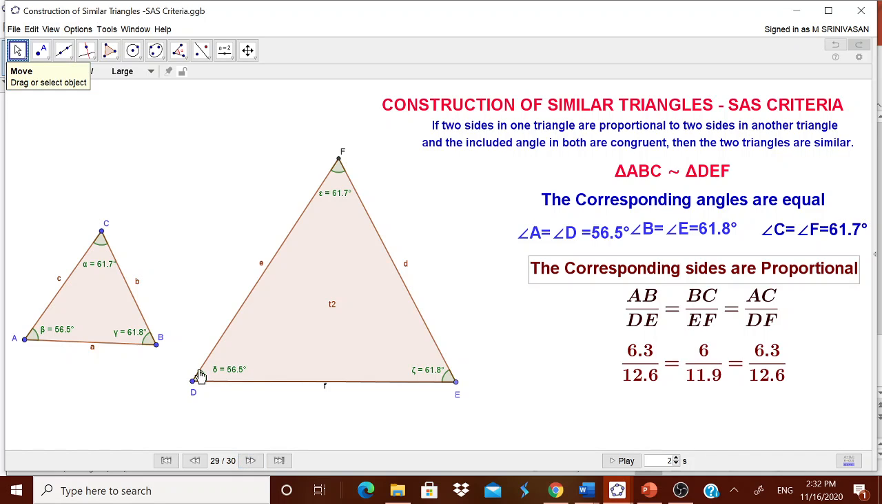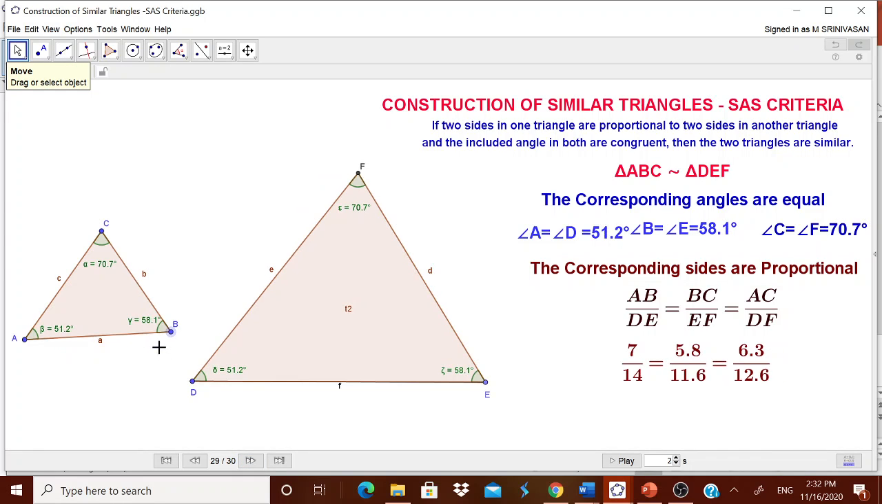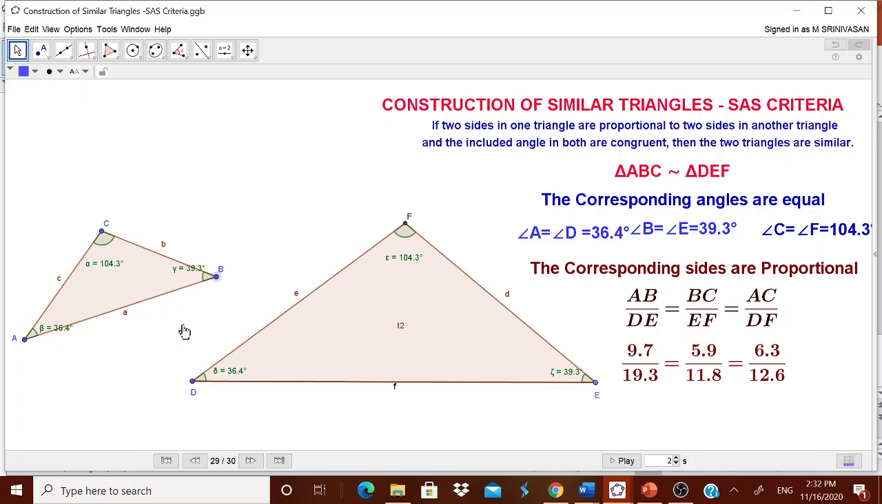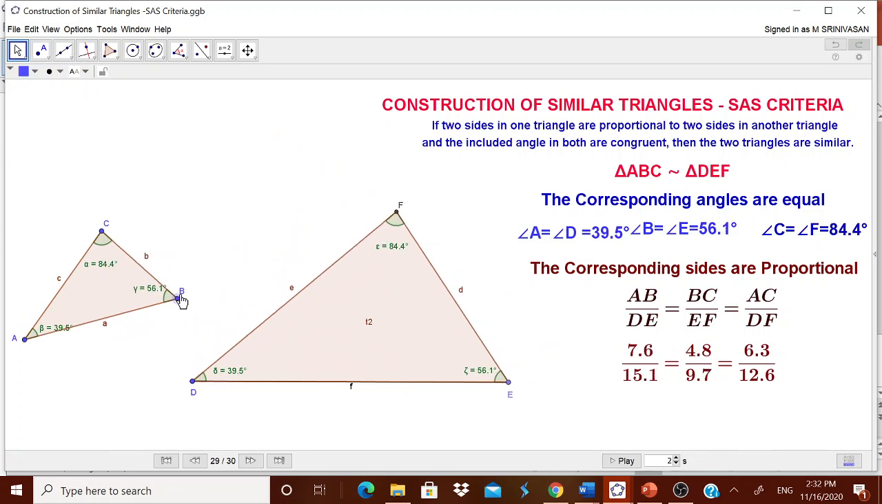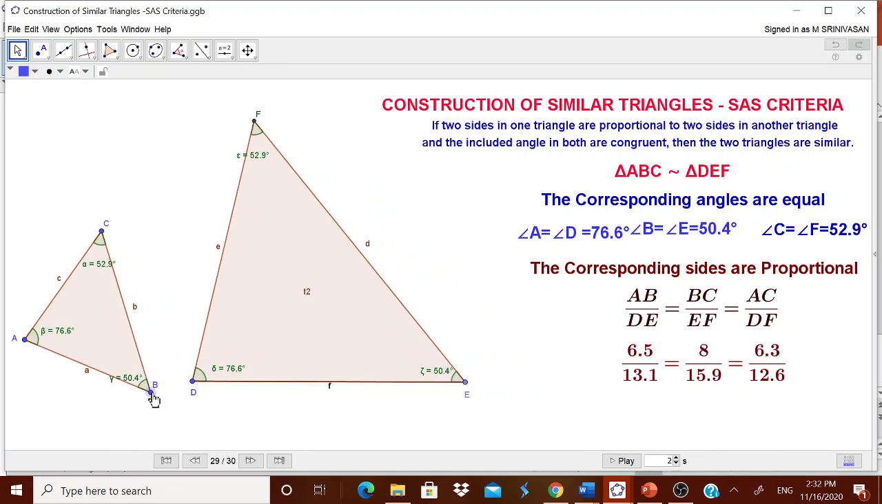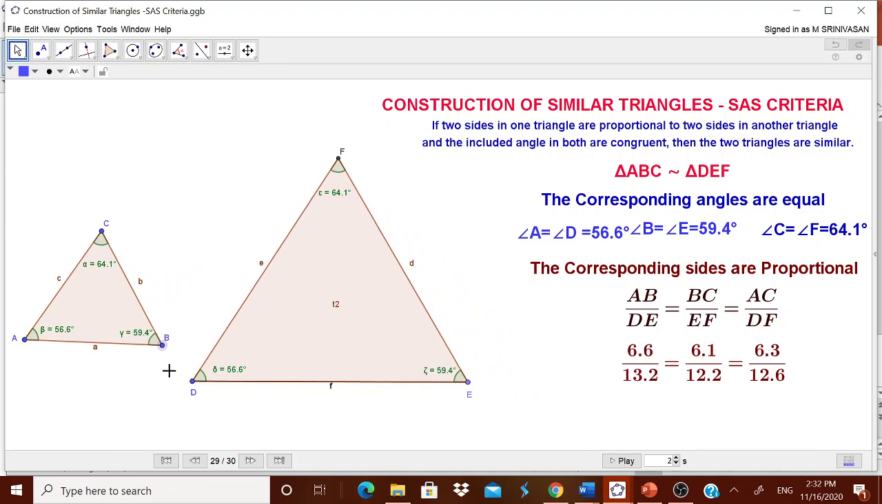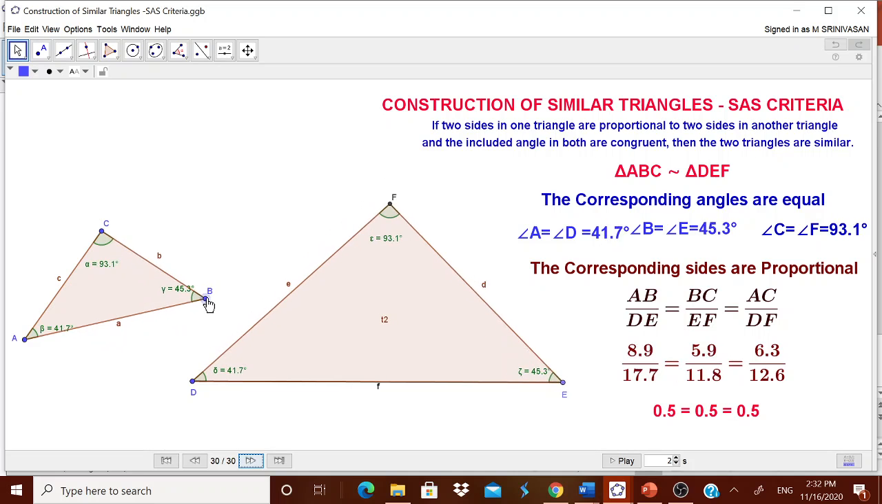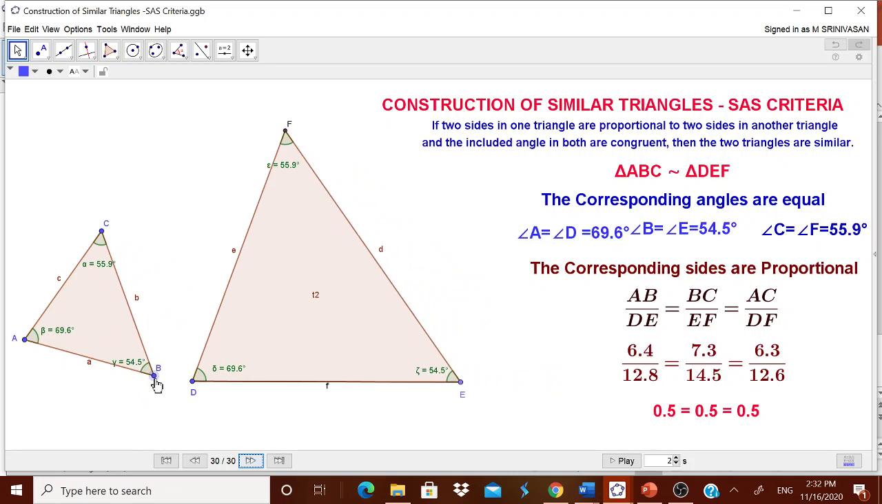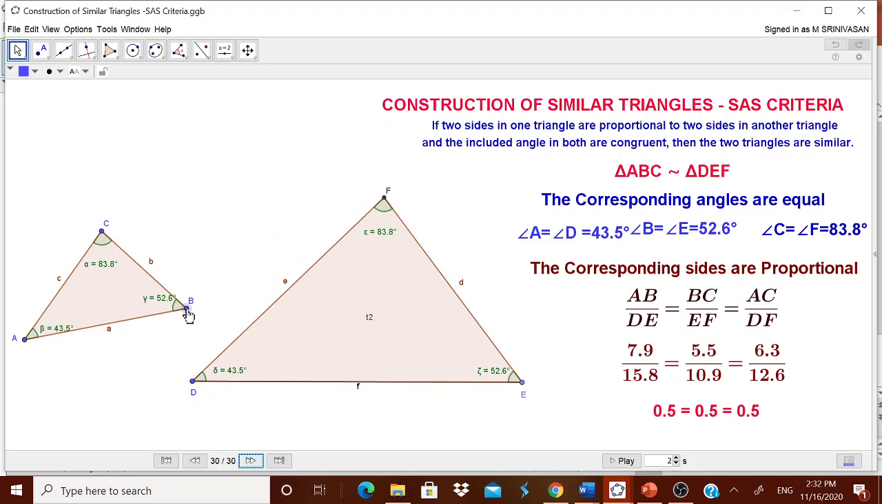Then we will ask them to come and make changes in the original triangle. You can't make changes in the triangle which you have drawn similar to the first one. Now everywhere the angles are the same and the proportionality is always 0.5. Here I have taken one as 2 times the other. Therefore, you always get 0.5 wherever you keep it.